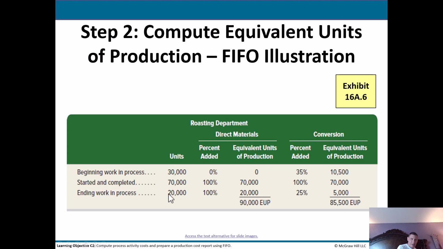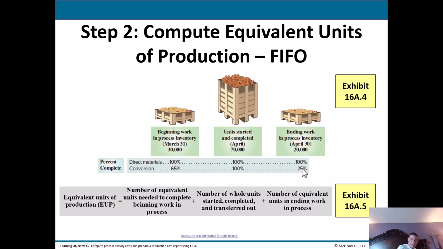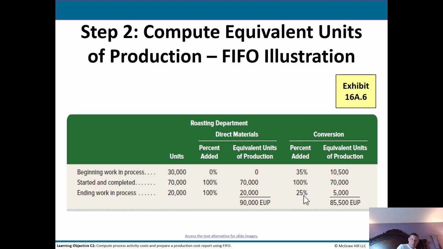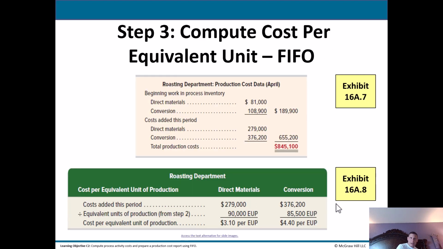That's your 70,000 units. And then for the 20,000 units that were ending, we know that the materials were all added at the very beginning, so that's 100%. And then for the percent they needed to add for conversion, we go back. You can see here they've got 25% done, but this 25% will just stay at 25%. The remaining 75% will be done in the following period. So then you just add them up, and we get our 90,000 equivalent units for materials, and then we get 85,500 for conversion.